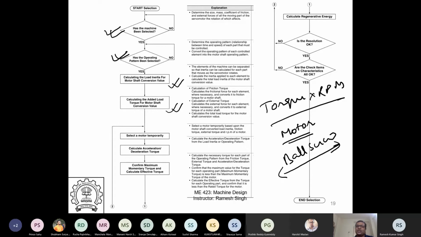Right. So oversizing a motor is actually a smarter thing to do as opposed to having an undersized motor. Okay. So this is where we will stop for this.